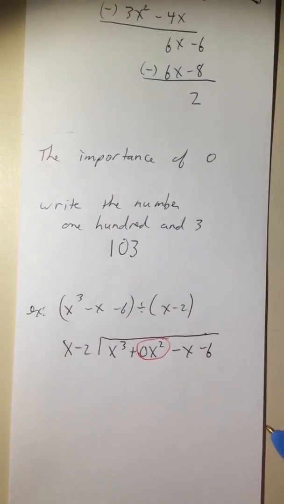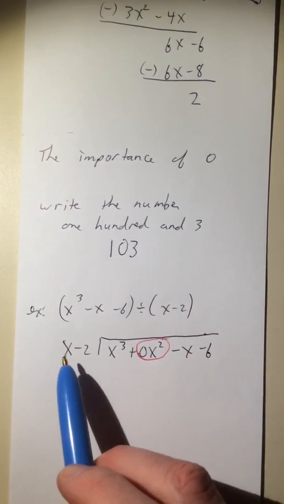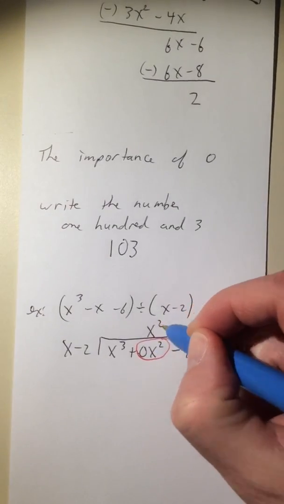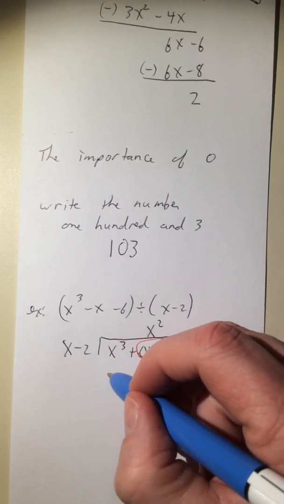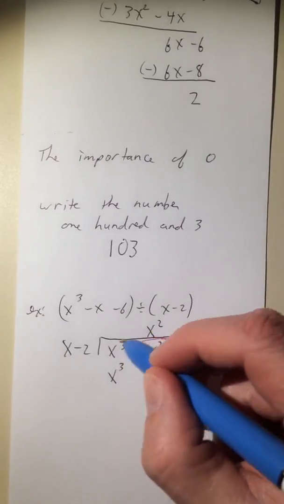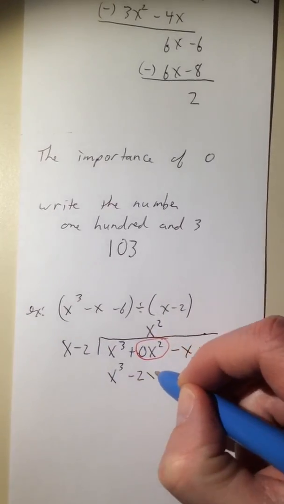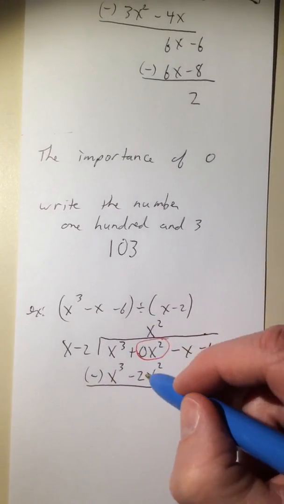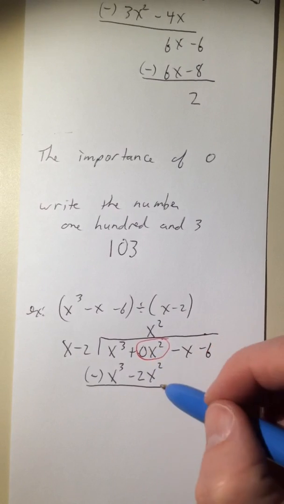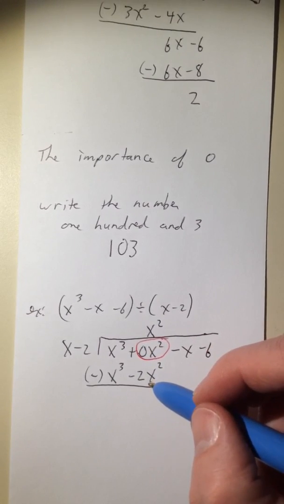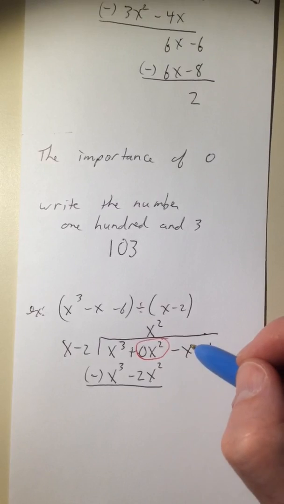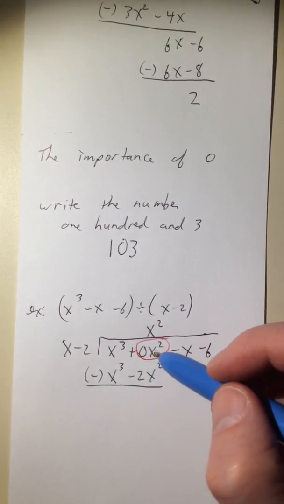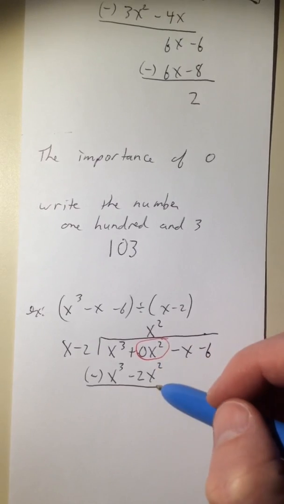And then we just go through the process. So x times what makes x cubed? It is x squared. And then we multiply. X squared times x is x cubed. X squared times negative 2 is negative 2x squared. And now you can see why it was so important to have that right there. Because if we didn't have that there, we'd have to end up attempting to subtract an x squared from an x. Because those are the two that would be lined up now. And that won't work because they're not like terms. So we want to make sure we have like terms lined up.